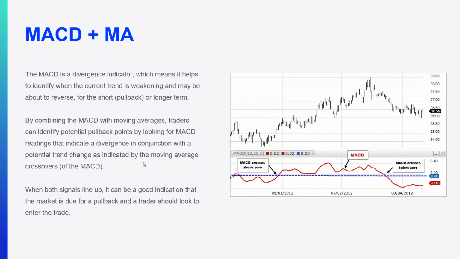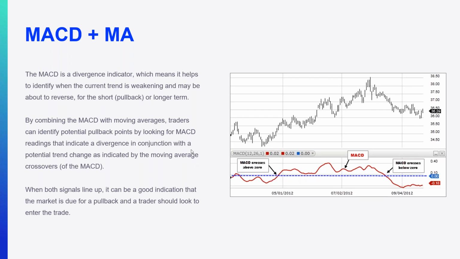When it comes to the MACD, we can see how pretty much the momentum is weakening and the prices might be about to reverse for the short or for the longer term. That can be a full-blown reverse or just a pullback, which is also called mean reversion, let's not forget. Now, by combining the MACD with moving average, traders can identify potential pullback points by looking for MACD readings that indicate a divergence in conjunction with the potential trend change as indicated by the moving average crossovers of the MACD. Okay, because let's not forget, the MACD uses the exponential moving averages, right?